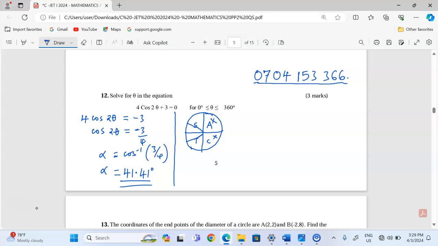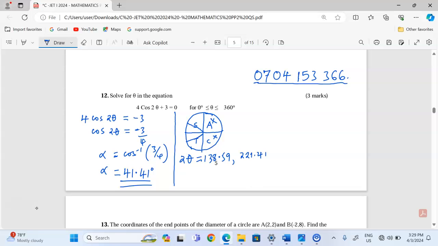Allow me now to say that 2 theta is equal to, when we take 180 minus 41.41, I'm going to get 138.59. Then the next is going to be 180 plus 41.41, which is going to give us 221.41. So these are the first 2 possible angles.